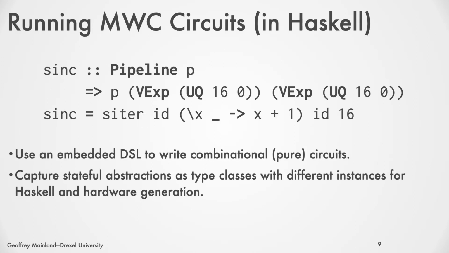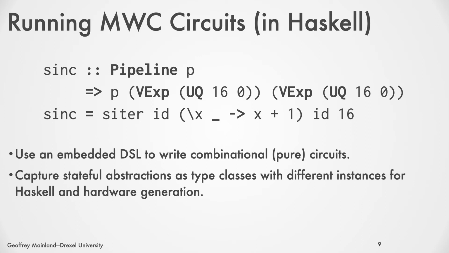The serial version of the multi-stage incrementer pipeline gives us a strong hint. First, we use an embedded DSL to write combinational circuits instead of writing VHDL directly. The mapping to VHDL is usually so direct for this type of circuit that we don't lose any control over the generated code. However, we could always drop down to VHDL if we were willing to give up on running our circuit as a Haskell program in exchange for extra control.